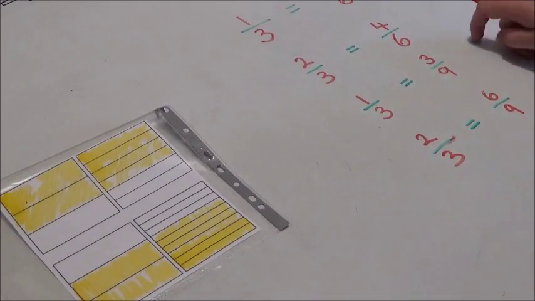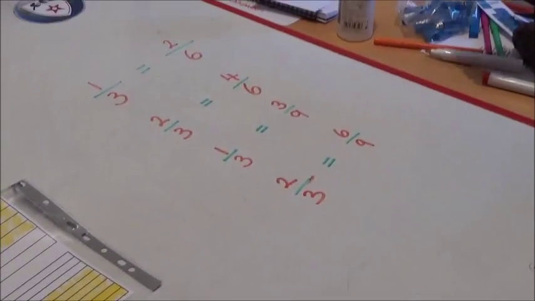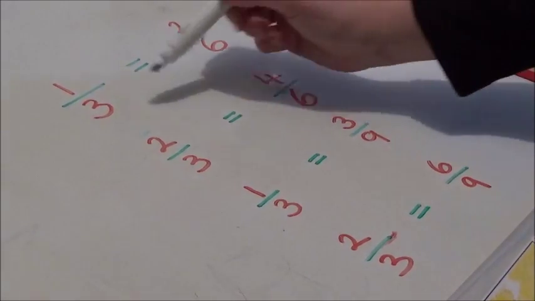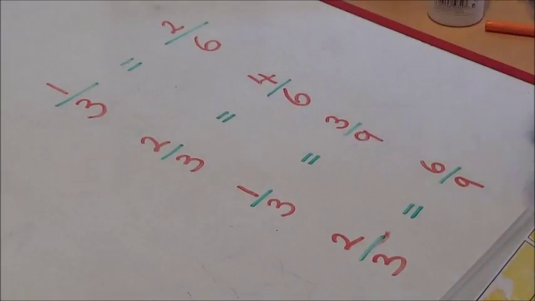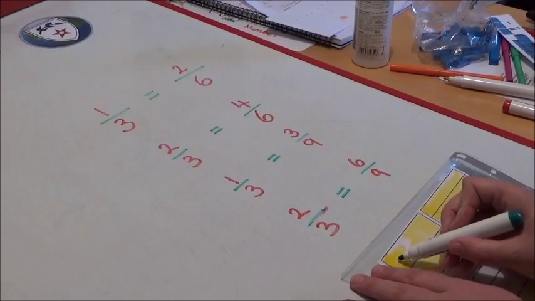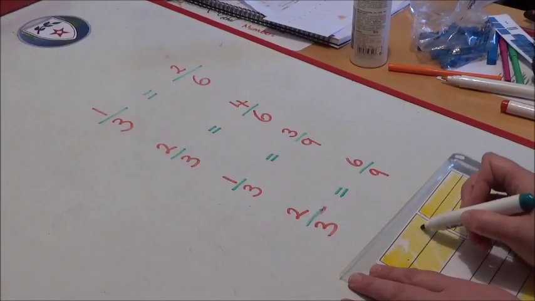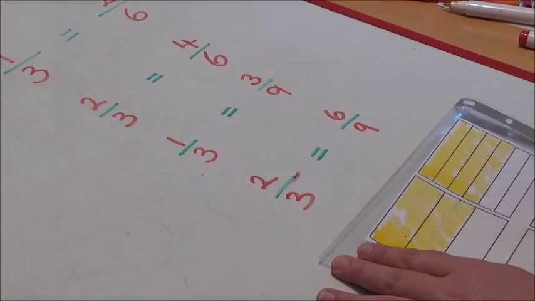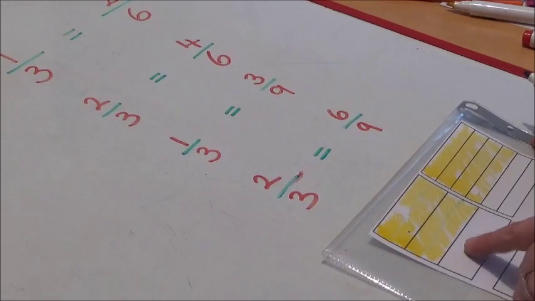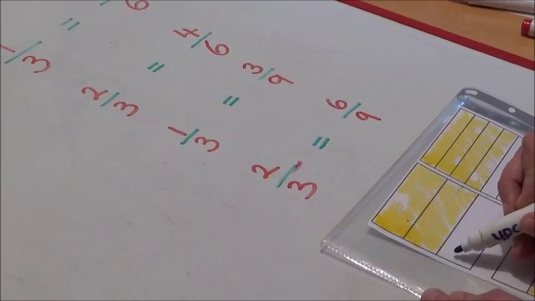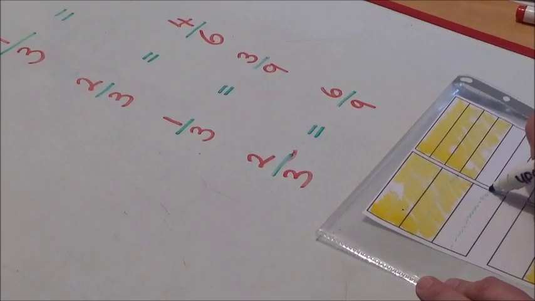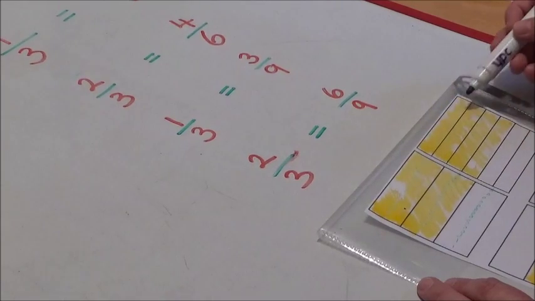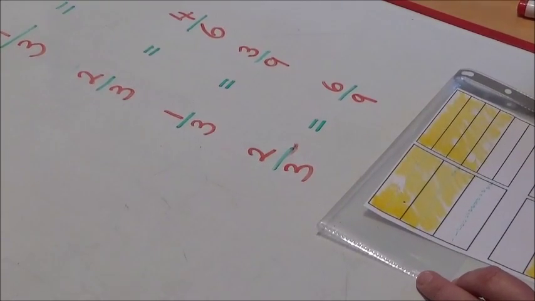Now, if we can have a look at this. I'm going to bring this over here. We can see with 1/3 and 2/6, all we've actually done is cut each section into 2. We've actually timesed each section by 2. See that on there? We'll do it along here as well. We've timesed each section by 2. And therefore we've got exactly the same whole, but we've cut it into smaller pieces.